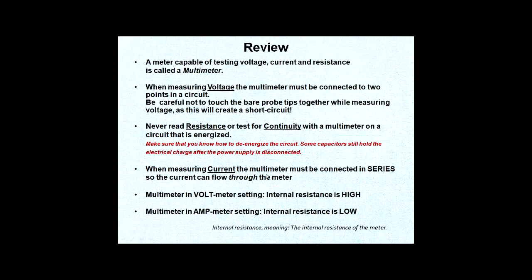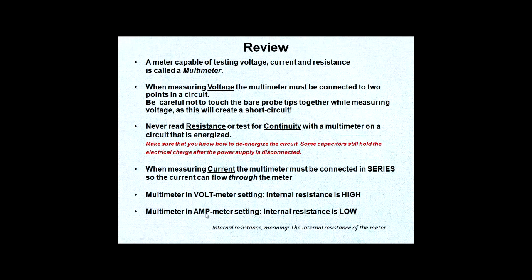When measuring current, a multimeter must be connected in series with the circuit because we need to pass all the current through that amp meter, so the current can flow through the meter. Multimeter in voltmeter setting, internal resistance is high, because we are tapping in parallel. So we need to have the resistance high, so as little current as possible flows, to the point that it's insignificant. Again, the idea is to take the measurement without affecting the circuit.